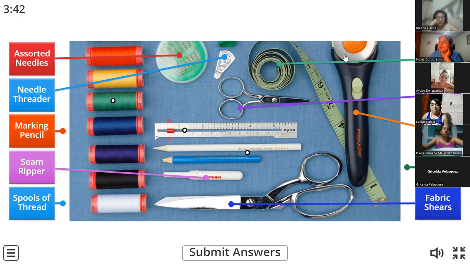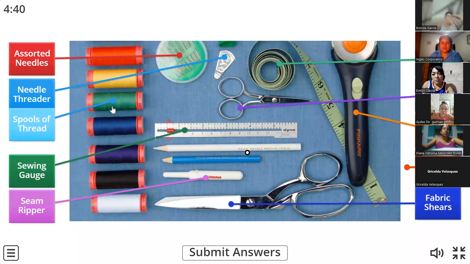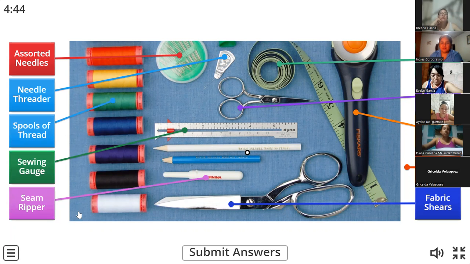Do you know what is that one? Lo tienen. Do you have it? Do you use it? No. Ese es como para, es como también corta la tela, pero va rotando, ¿ok? Como redondo, para hacer cortes redondos. Easier. Okay. Do you know which one is the sewing gauge? Catherine. And the spool of thread? The spool of thread is this one, okay? Los hilos. Catherine.